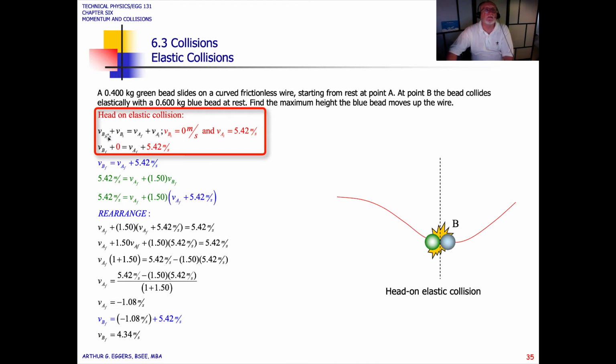Velocity B final plus velocity B initial equals velocity A final plus velocity A initial. Velocity B initial at this point is still not moving, 0. And velocity A initial is moving at 5.42 meters per second. I told you this one was tricky too. So now, putting my values in, velocity B final plus 0 equals velocity A final plus 5.42 meters per second. I have velocity B final equal to velocity A final plus 5.42 meters per second.